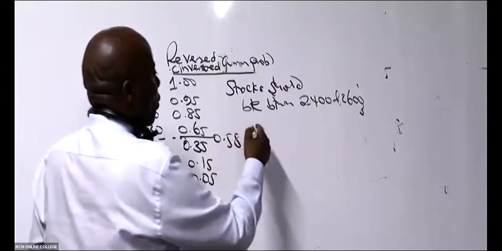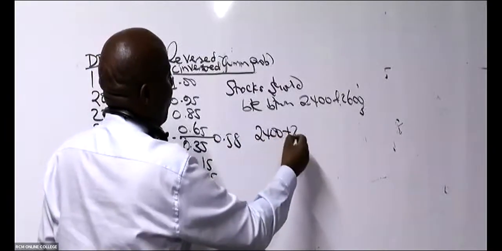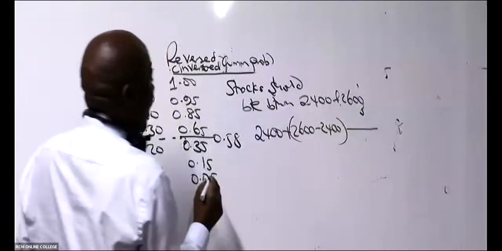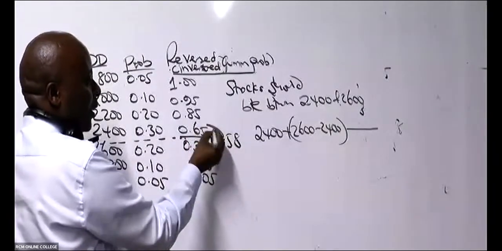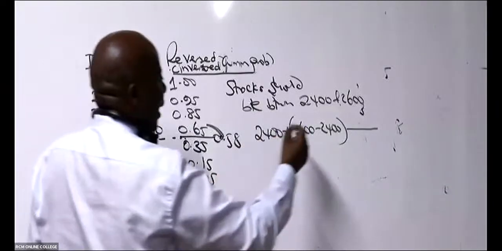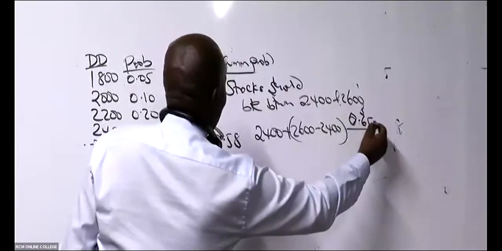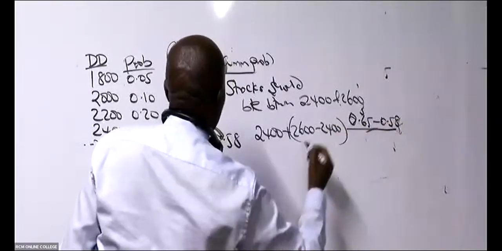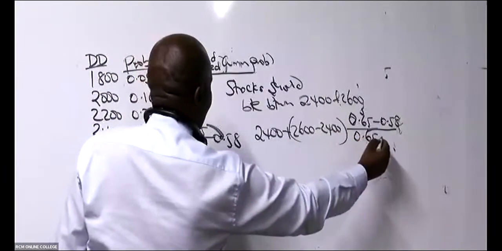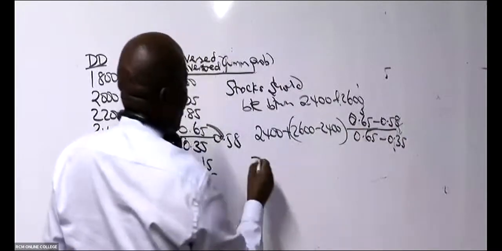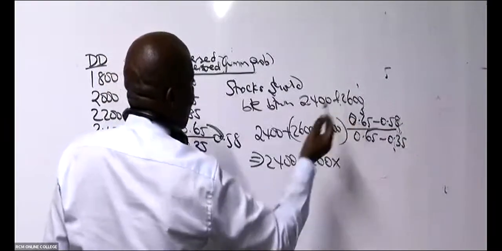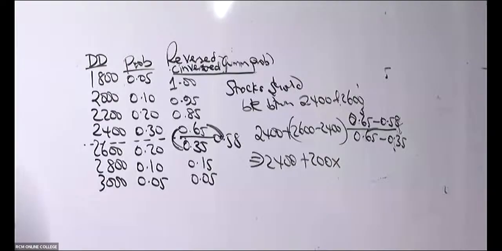Very easy. So it is 2400 plus 2600 minus 2400, all over, in this case here, we have the upper cut for the numerator, 0.65 minus 0.58, all over the lower cut is bigger, 0.65 minus 0.35. So then this will be 2400 plus, the difference there is 200, right? What is 0.65 minus 0.58?